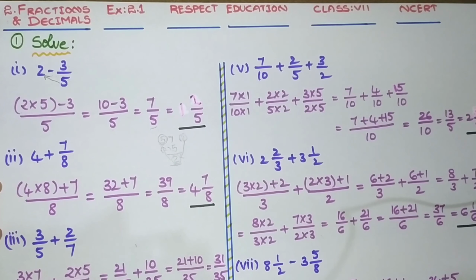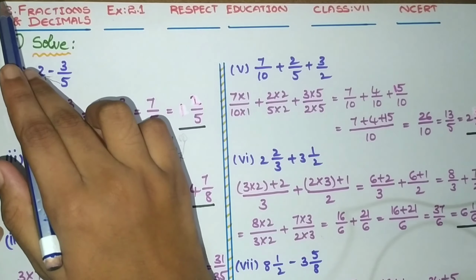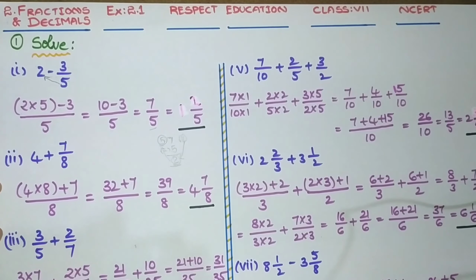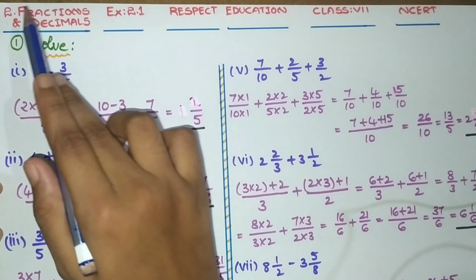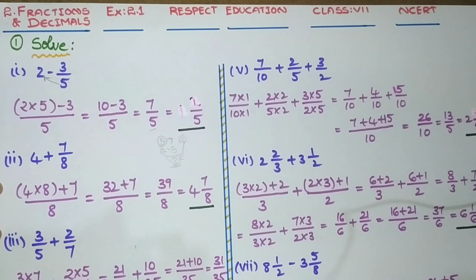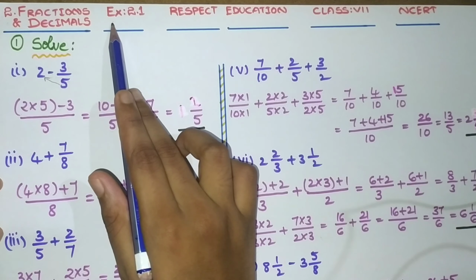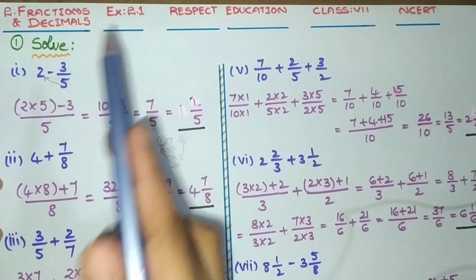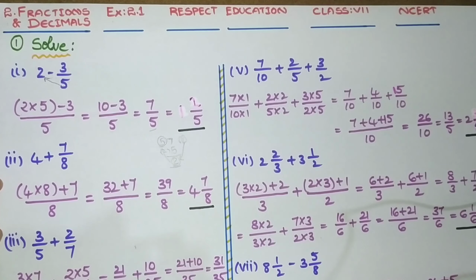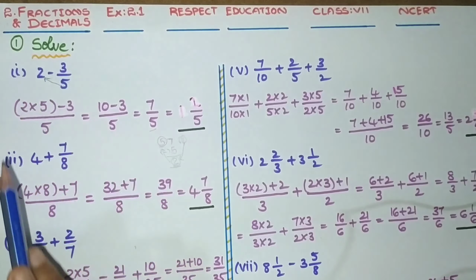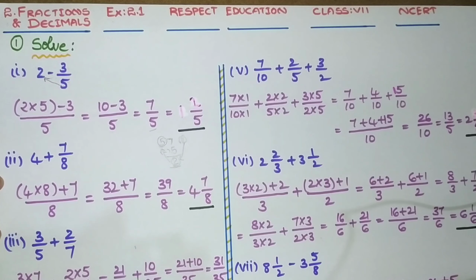Hi friends, this is chapter number 2. The name of the chapter is Fractions and Decimals. Exercise number 2.1. The first question in this exercise is solve. In this question there are 7 bits, friends. Now let us see the first bit.